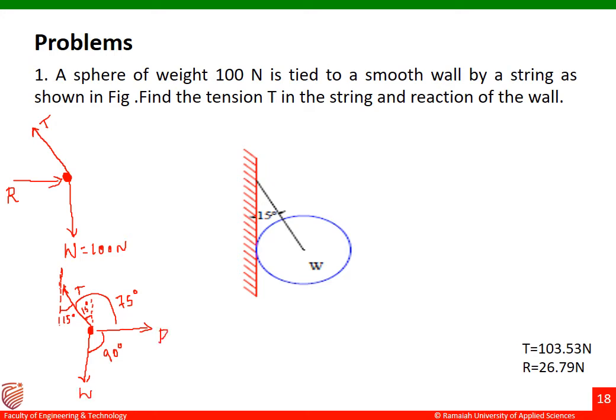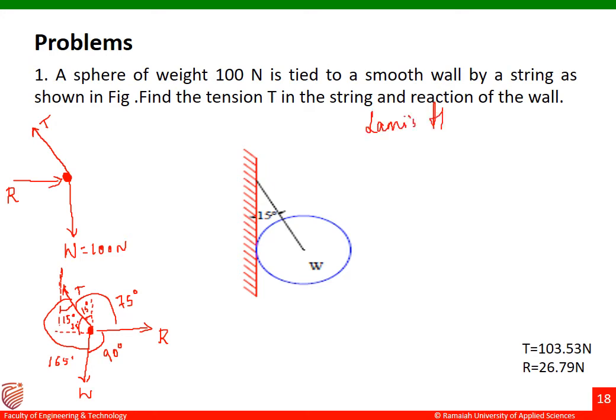If this angle is 15 degrees, this will be 15, and then this will be 75 degrees. So the angle made by W and R is 90 degrees. The angle made by T and R is 75 degrees. Next, the angle made by T and W: if this is 15 degrees, this will be 75 degrees. So the total angle made by T and W is 75 plus 90 degrees, so it will become 165 degrees.